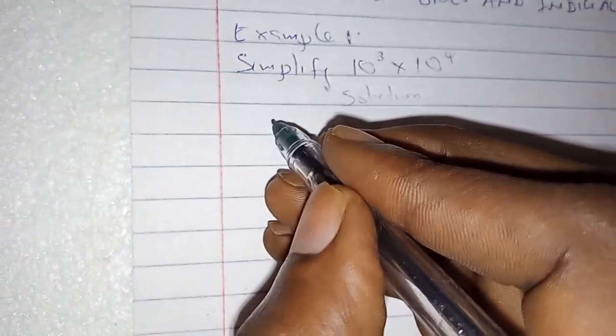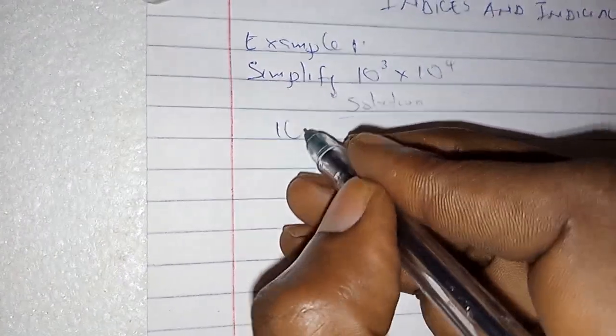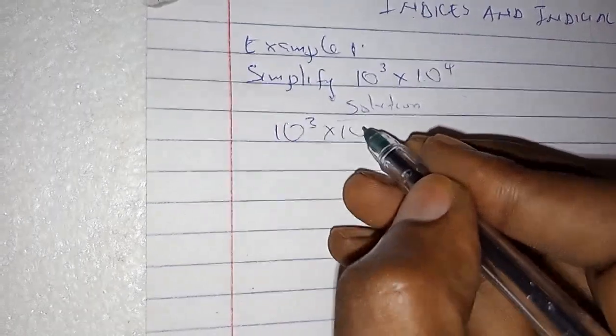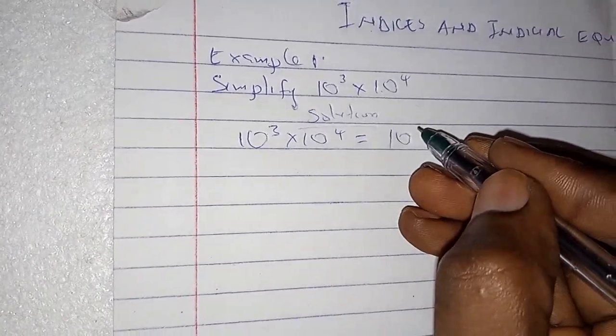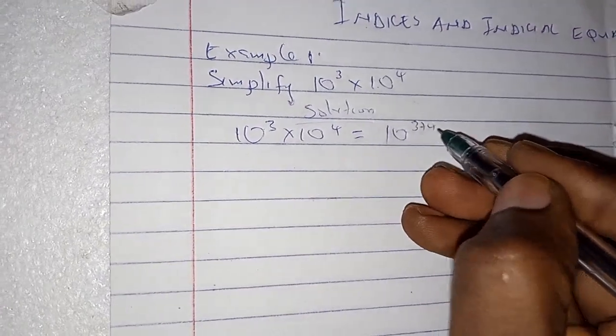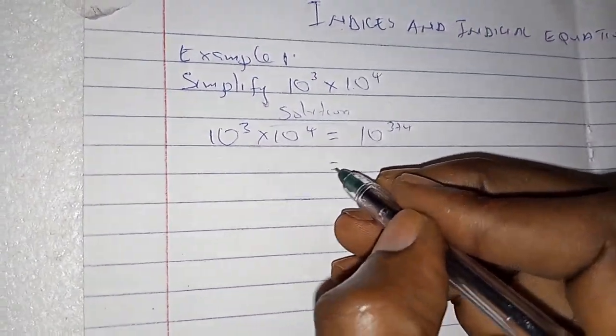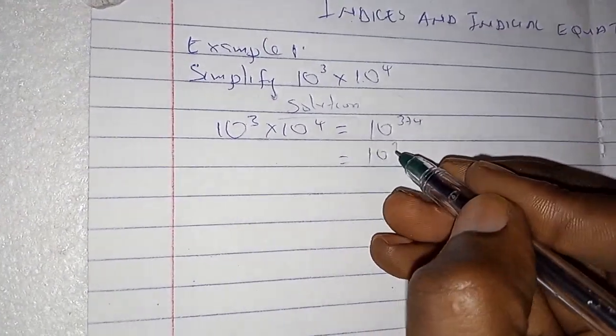So it gives us 10 raised to the power of 3 times 10 raised to the power of 4 equal to 10 raised to the power of 3 plus 4, which eventually gives us 10 raised to the power of 7.